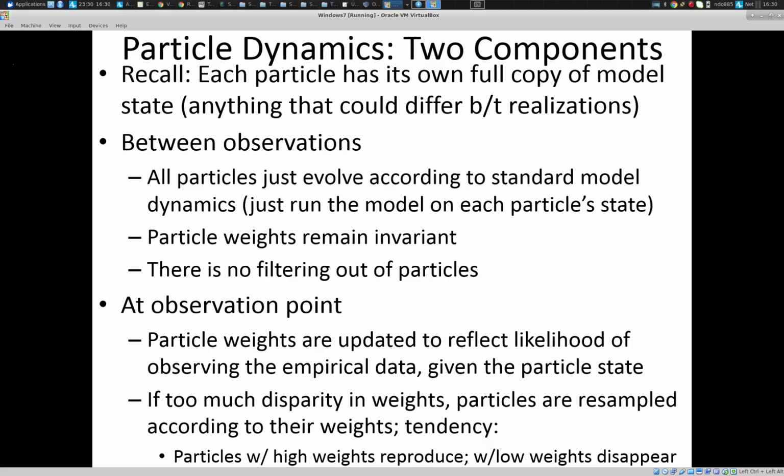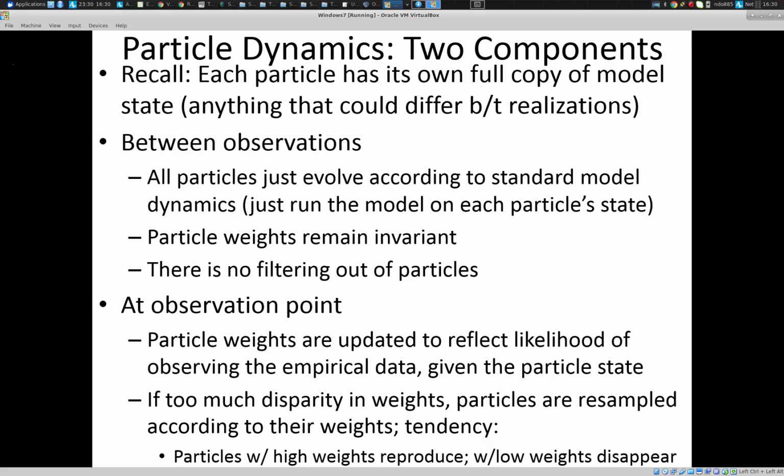Okay, so the way this is working is between observations, the model just runs normally. Every particle runs normally. It's just running the natural equations of that model, which includes some stochastics, but it's just running forward. We don't do anything fancy. But there's 10,000 of these particles running forward with these different hypotheses between observations.